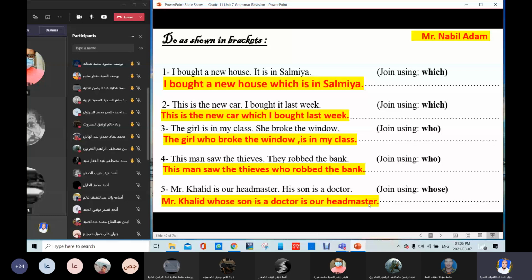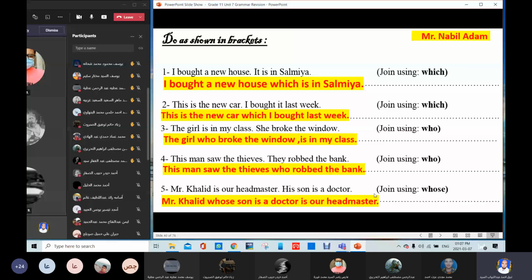So his here is a possessive adjective. We delete it and we write whose instead of his for possession. Okay. Let's see more examples.